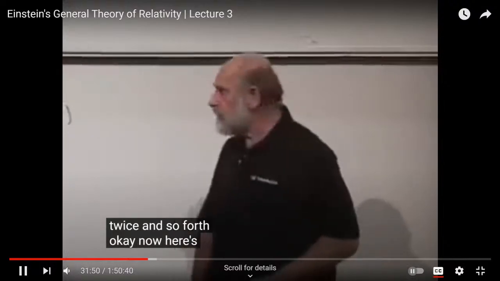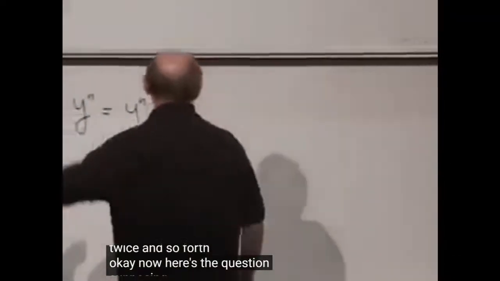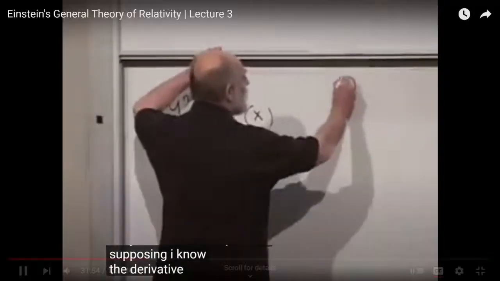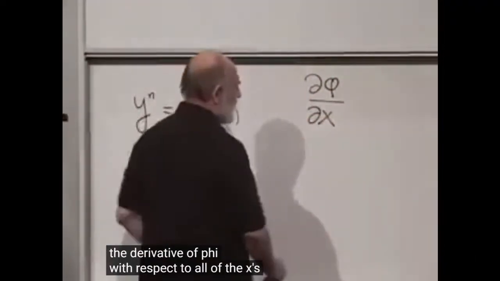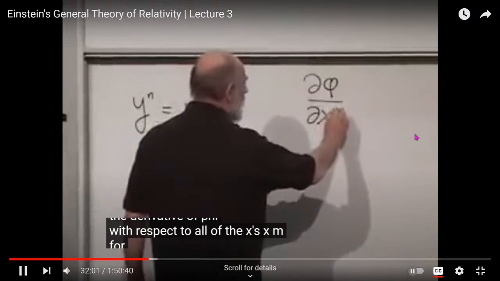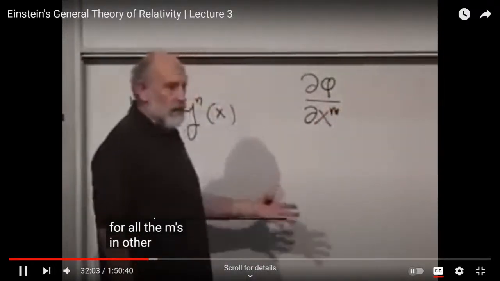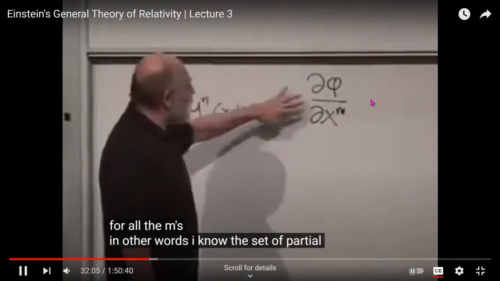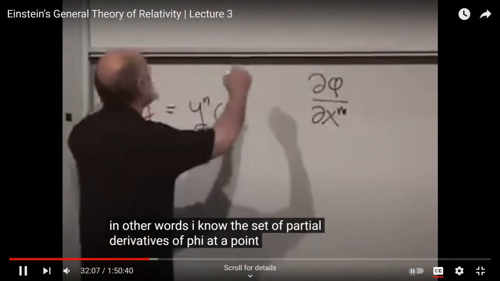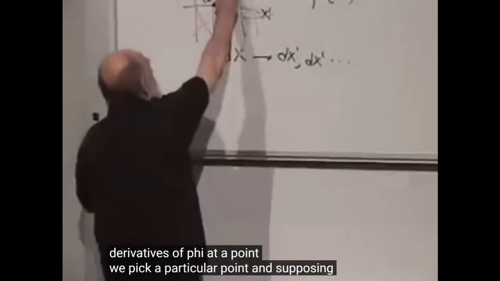Now here's the question. Supposing I know the derivative of phi with respect to all of the x's, xm for all the m's. In other words, I know this for each one. So let's assume we know the partial derivative of phi with respect to any single direction, the set of partial derivatives of phi at a point. We pick a particular point.